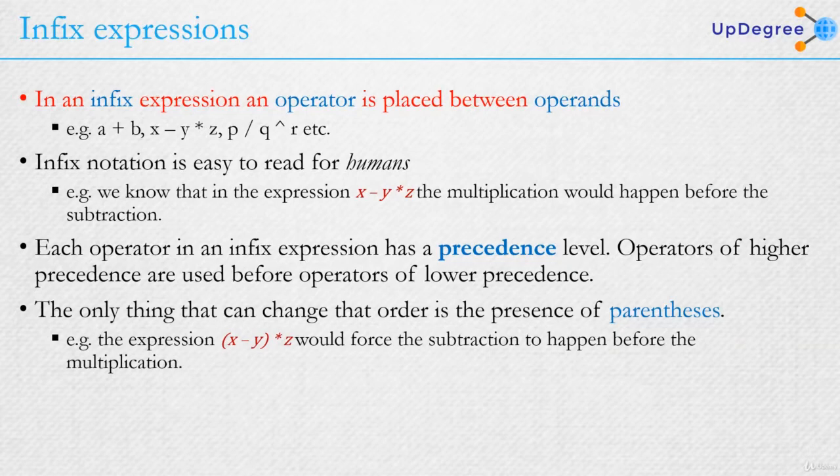The only thing that can change that order is the presence of parentheses. For example, if you write the expression as x minus y within brackets and then multiplied by z, then of course the subtraction will happen before multiplication because x minus y is given within parentheses.